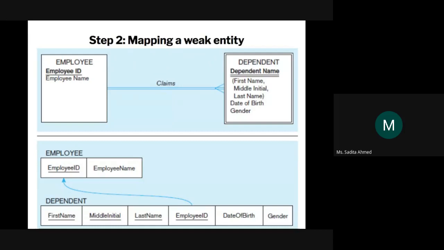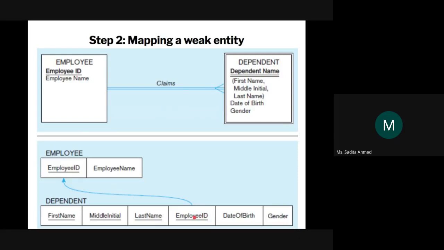What the issue here is that the dependent name is a partial identifier. Why is that a partial identifier? Because 2 different people can easily have the same name. That's why dependent name is a partial identifier. That is, the full name, the combination of first name, middle initial, last name, can be repeated because 2 different people may have the same. And employee ID as well is not going to be unique for the dependent table. Why? Because if an employee has multiple dependents, the employee ID will be repeated in as many rows as there are dependents. However, the combination will be unique.